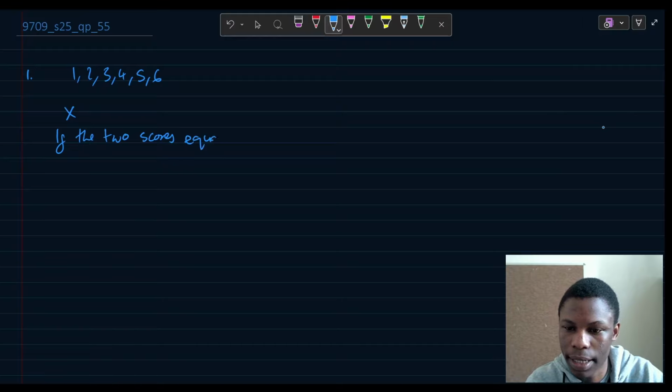Question number 1. Two fair 6-sided dice with faces labeled 1, 2, 3, 4, 5, 6 are thrown. The two scores are noted. The random variable x is defined as follows. If the two scores are equal, then x is 0. If they're not equal, x is larger minus smaller score. So bigger minus smaller.